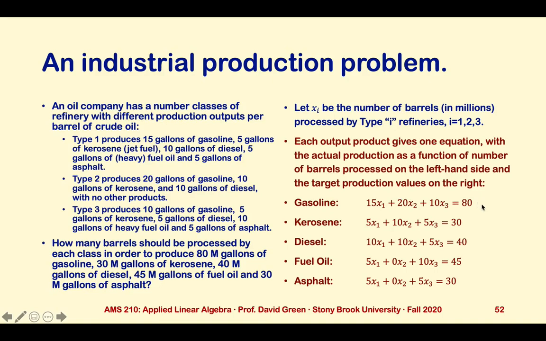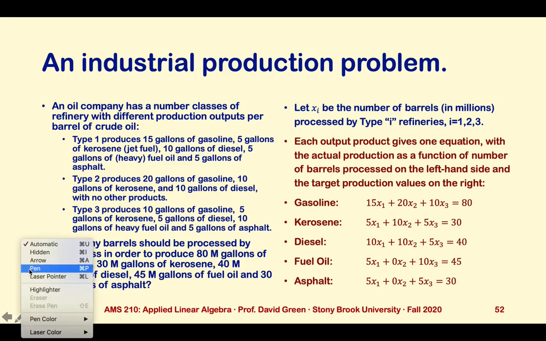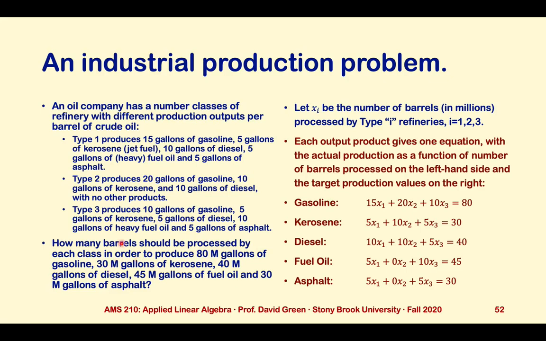This is our goal. We can do the same thing for each of the additional outputs. For kerosene, we have 5 from type 1, 10 from type 2, and 5 from type 3, giving us 5x1 plus 10x2 plus 5x3. And we have a target of 30 million gallons. And let me change this to make it a little bit easier to see here.